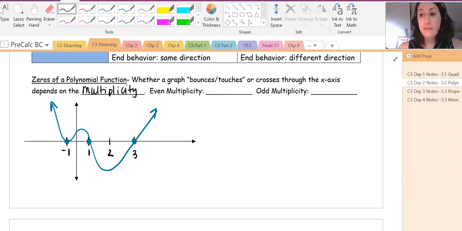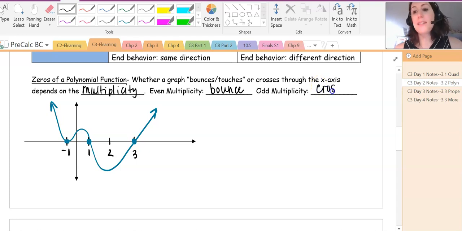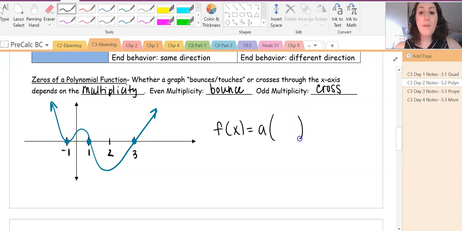And when we have even multiplicity, we're going to bounce or touch the x-axis. And when we have an odd multiplicity, so raised to the first power, the third power, the fifth power, we're going to cross the x-axis. So for example, based on this graph, we can write a general function. Now, there may be some a value in front that we don't know about, so I'm just going to put that here. But I can write this in factored form based on the zeros that I have.